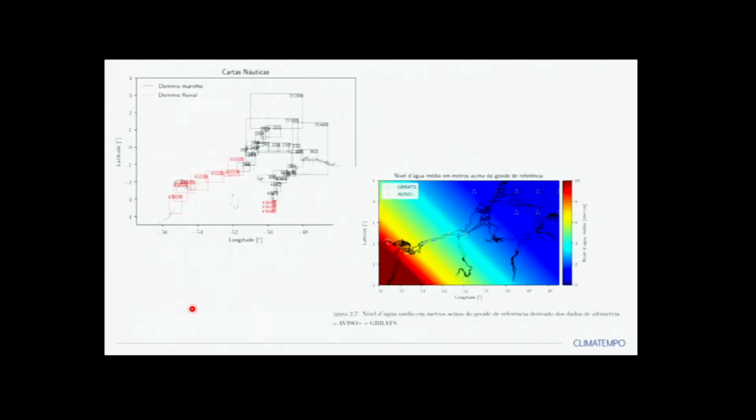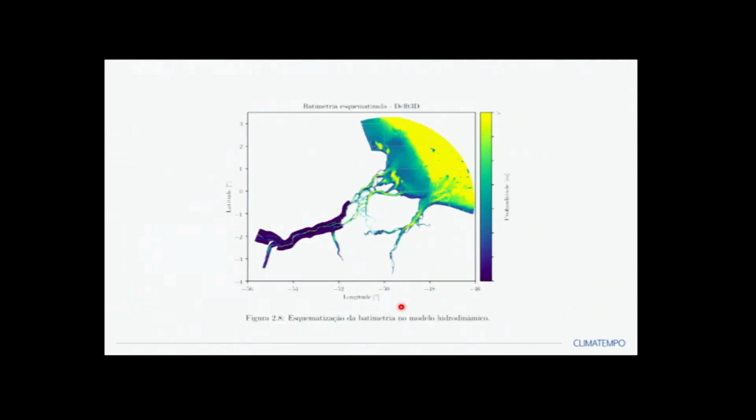And thus we also used, here in Brazil, the cartas náuticas, the nautical charts, with bathymetric data, okay? And then we converted all that, together with satellite data, and put it in the same geoid of reference, the same reference, okay. So this is one of the bathymetric schemes that we have for the region. This is all the floodplain too in the Amazon region here.